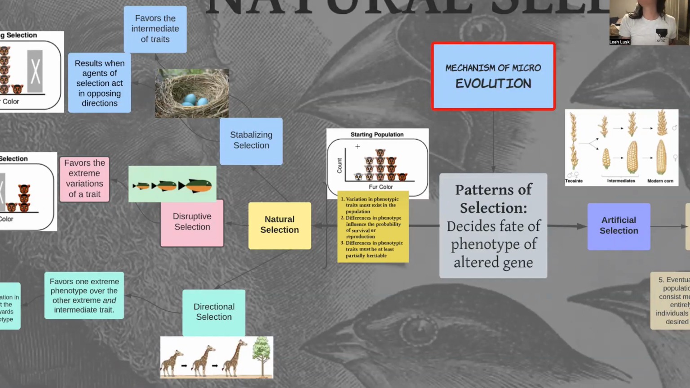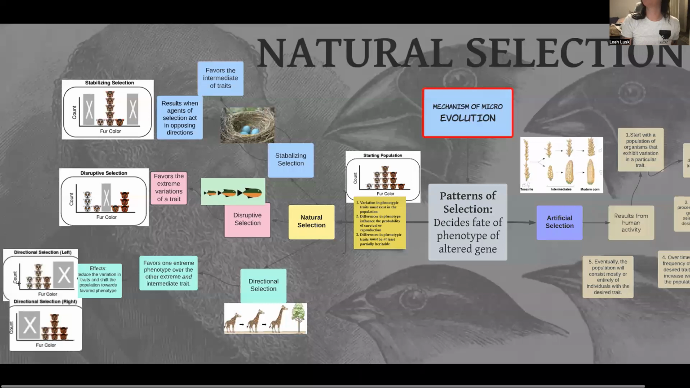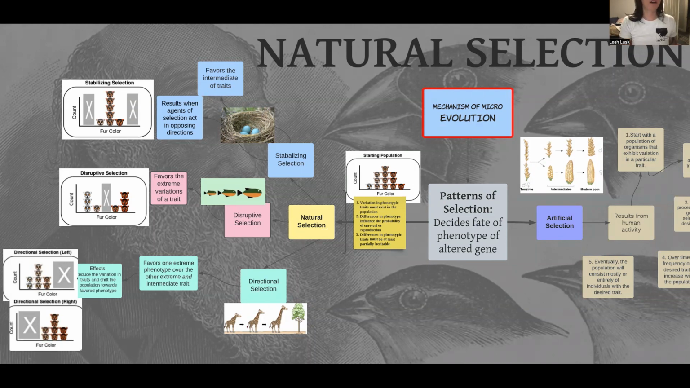Now I'm going to include this image here, the starting population with the fur color, just so if that helps you follow along with the different kinds of selection. I don't find them super helpful, but it's kind of what a lot of textbooks use, but I'm going to give simpler examples along the way. So let's start with directional selection.